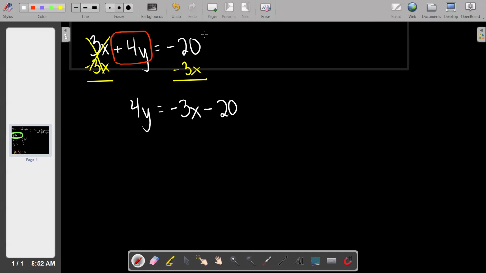And if you're wondering, well, why didn't I just put like negative 23? Well, the answer is because I can't. Those aren't like terms. You can't put something together that has an x with something that doesn't. Do you have any questions so far?